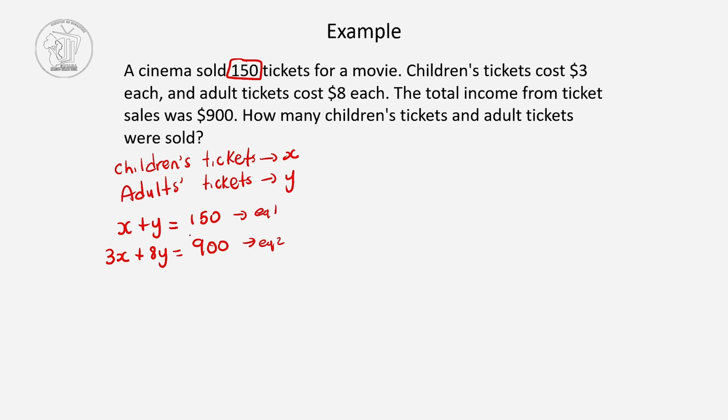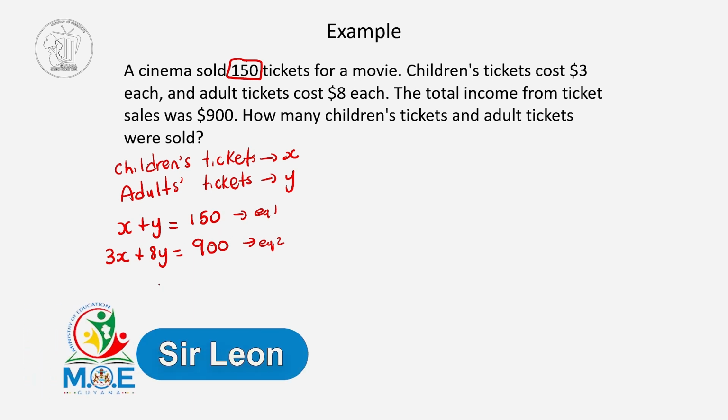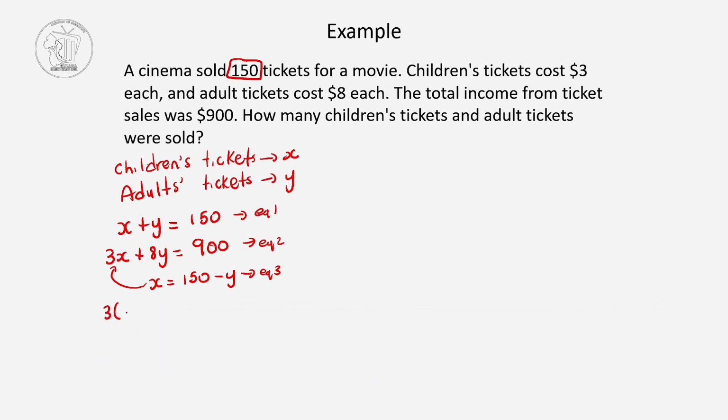So we make x the subject, or you could make y, it doesn't matter. When we make x the subject, we have x is equal to 150 subtract y, and we can call this equation 3. Since we already used equation 1, we take this and substitute it in the one that we did not use as yet. So we can say 3 open bracket, instead of x, 150 subtract y close bracket plus 8y is equal to 900.